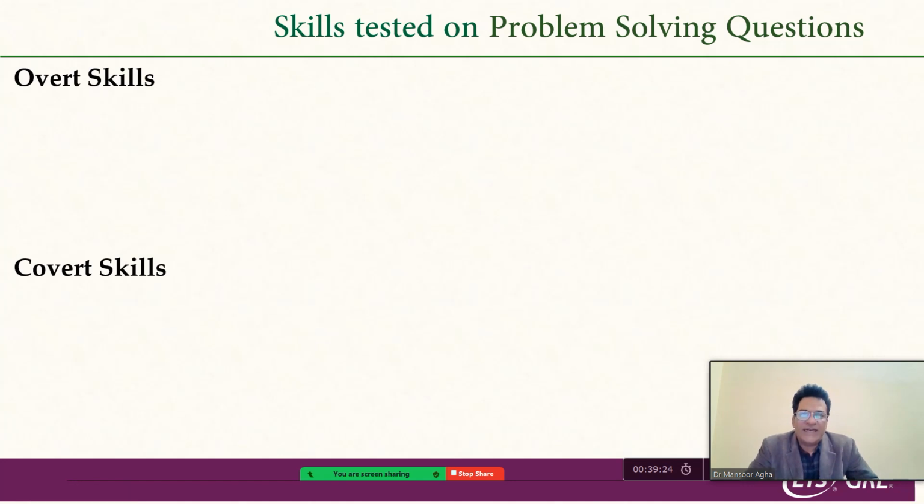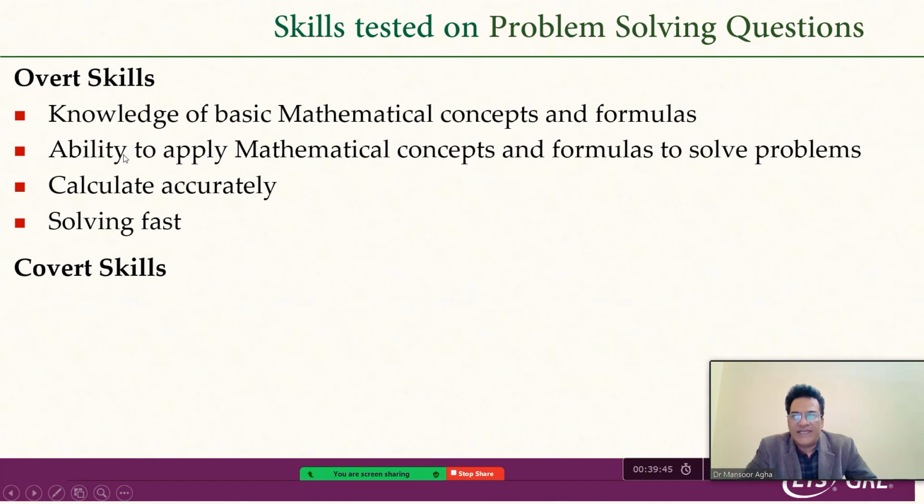When we talk about problem solving questions, there are certain skills which get tested openly, in an overt manner. On the other hand, there are certain skills that students normally do not focus upon, which are tested in a hidden or covert manner. I call them overt skills and covert skills. Overt skills tested are your knowledge of basic mathematical concepts and formulas, your ability to apply them in order to solve problems, your ability to calculate accurately, and your ability to solve questions faster.